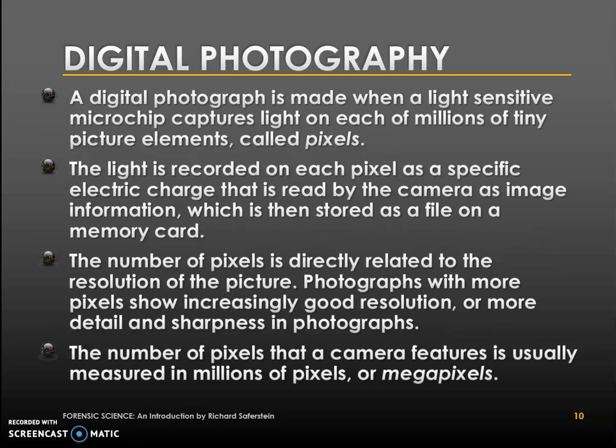Digital photography is made when a light-sensitive microchip captures light on each of a million tiny picture elements called pixels. The light is recorded on each pixel as a specific electronic charge that is read by the camera as image information, which is then stored as a file on a memory card.